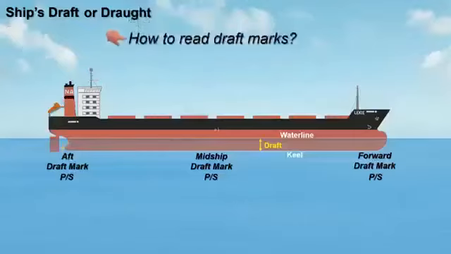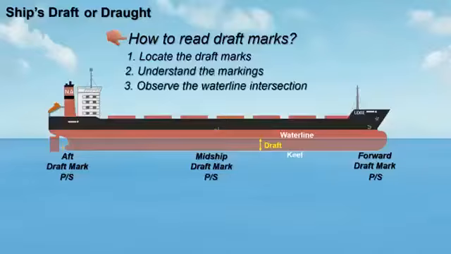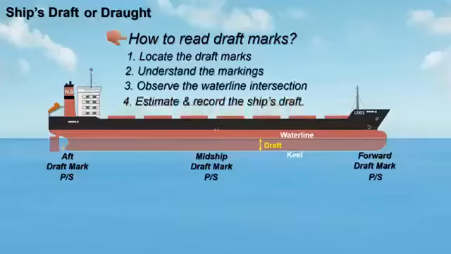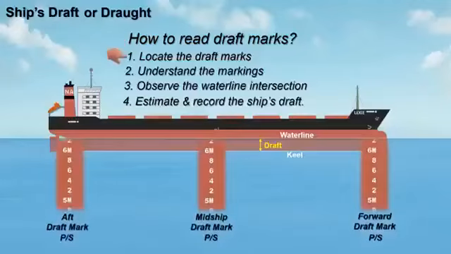Now, how do we read draft marks? First, locate the draft marks. Second, understand the markings. Third, observe the waterline intersection. And fourth, estimate and record the ship's draft. I have already shown you the draft mark location earlier.